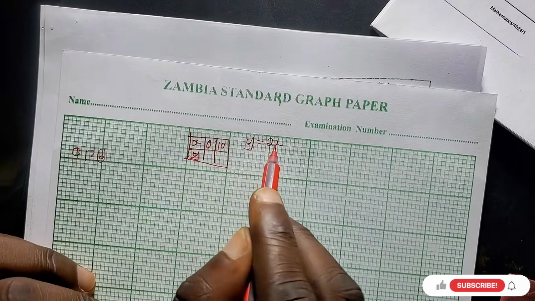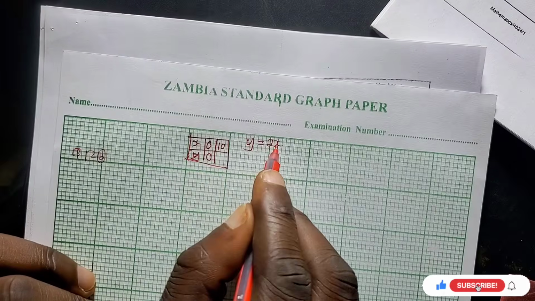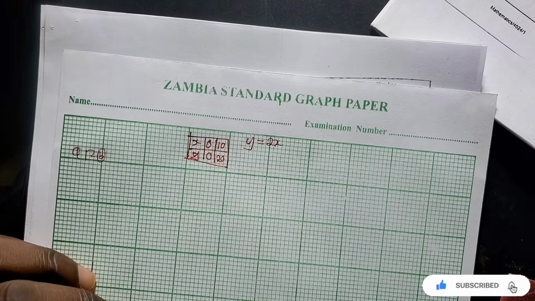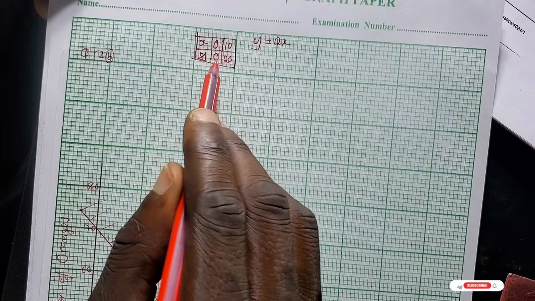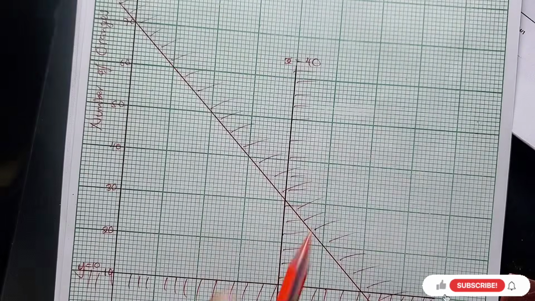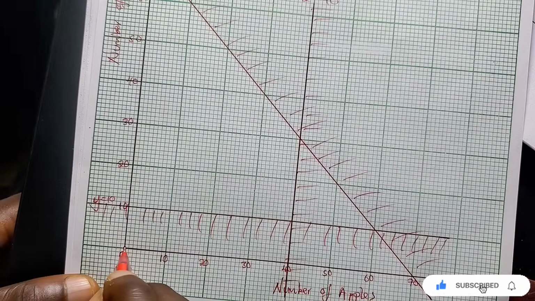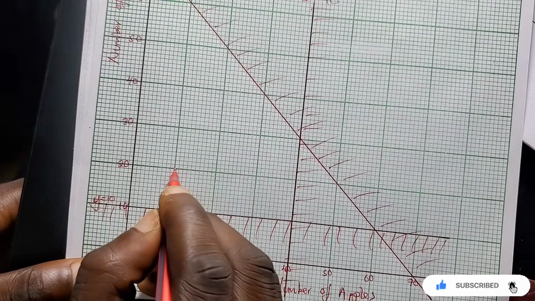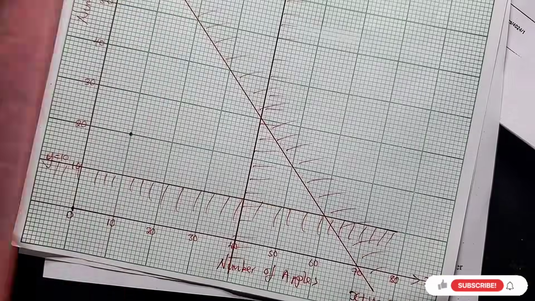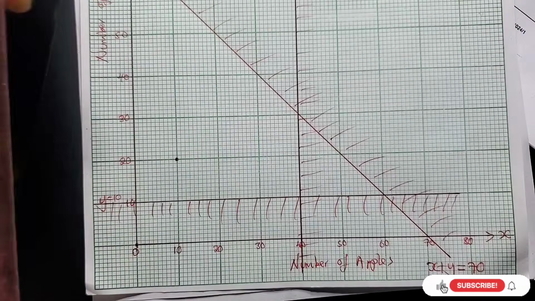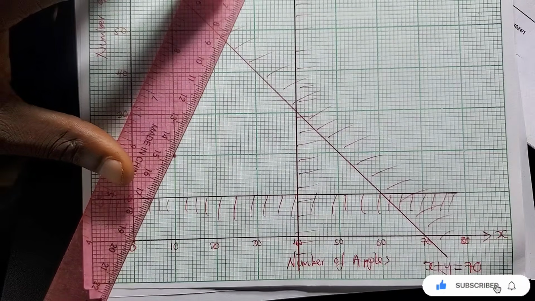When x is 0, what is the value of y? It will be 0, because it will be 2 times 0. When x is 10, what will be the value of y? 20, because it will be 2 times 10, 20. So let's plot these: 0, 0 and 10, 20. 0, 0 is just here, the initial point. Then 10, 20 is here. So let's draw a line passing through these two coordinates, 0, 0 and 10, 20.